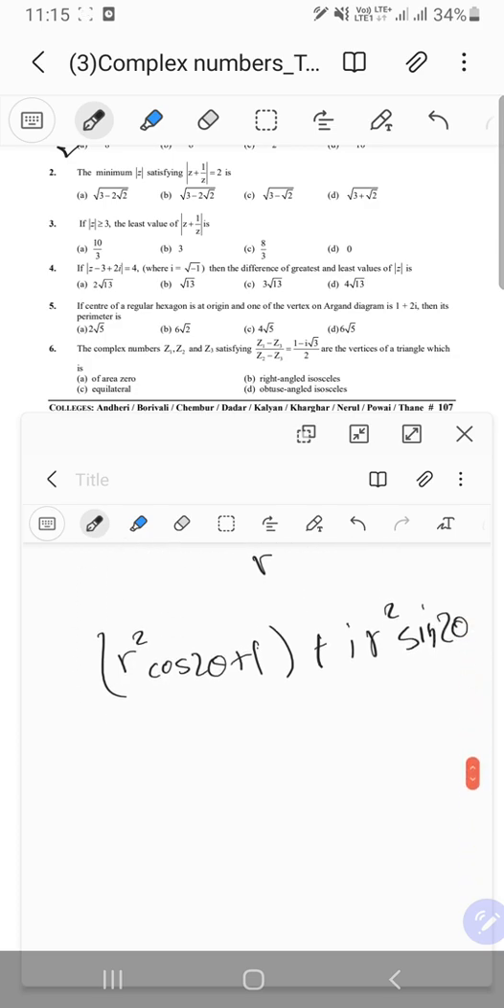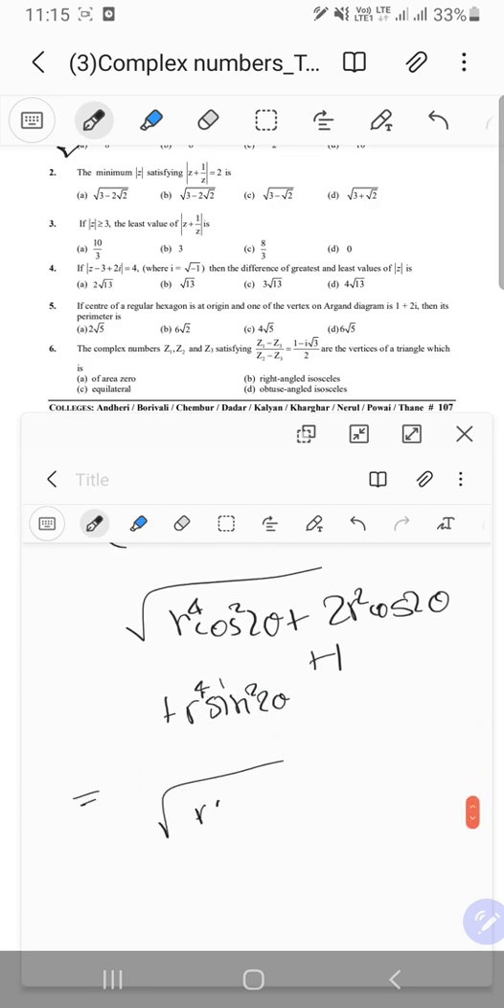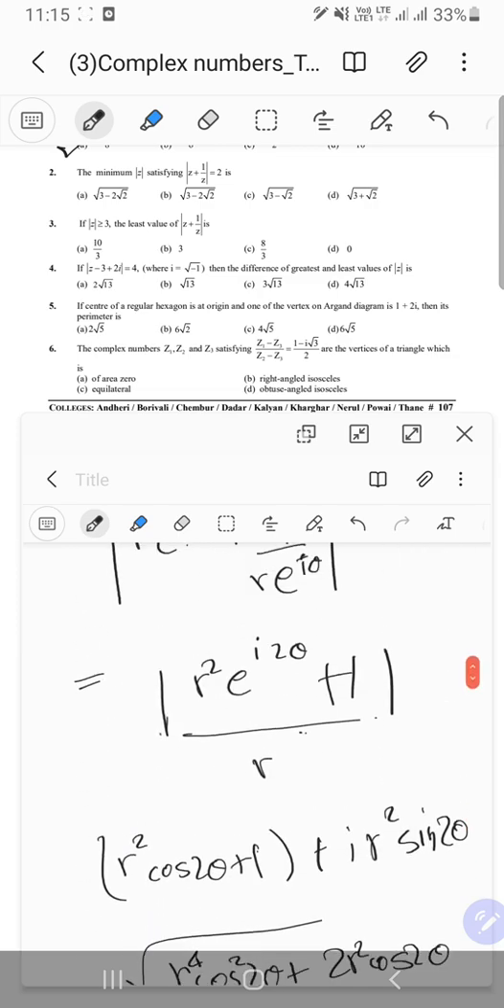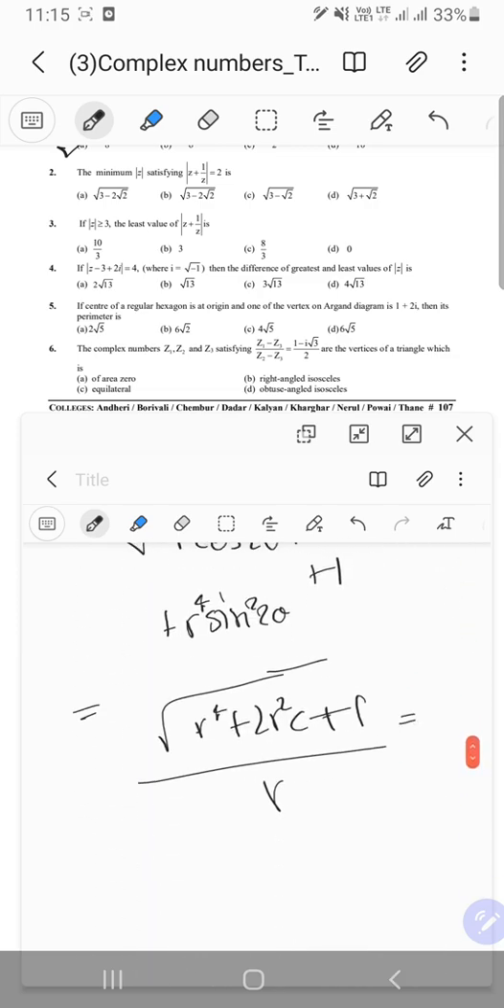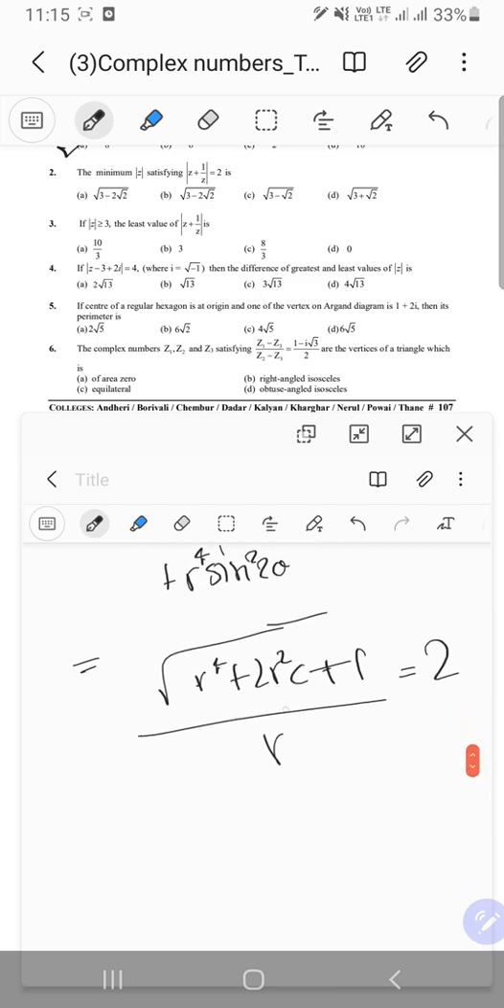So what's the magnitude of that thing? It's going to be square root of this thing squared, which is r power 4 cosine squared 2 theta plus 2r squared cosine 2 theta plus 1, plus this thing squared, like r power 4 sine squared of 2 theta, which should be square root of r power 4 plus 2r squared c plus 1. Okay, this thing upon r, right? This is equal to 2. So we want the minimum z such that this will happen. So what's the minimum value of r so that this is going to happen?